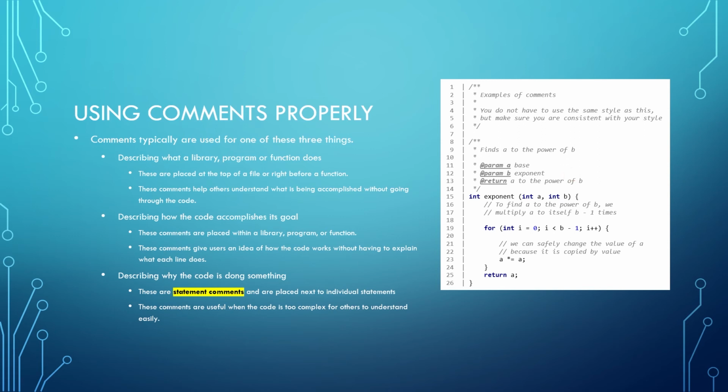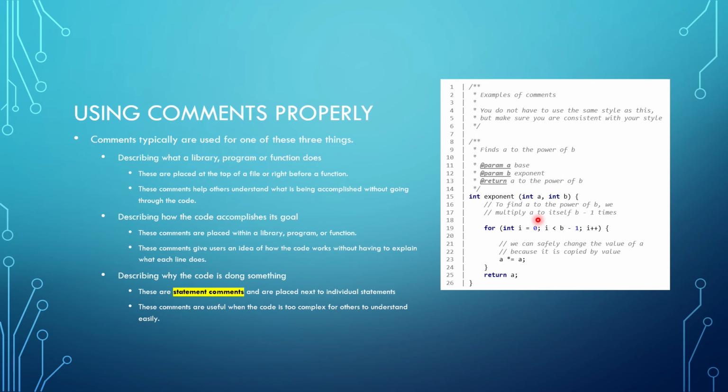For the second type, describing how the code accomplishes its goal, these comments are placed within a library, program, or function. So we have this comment right here, and it basically tells us how this function accomplishes its goal. These comments give others an idea of how the code works without having to explain what each line does.